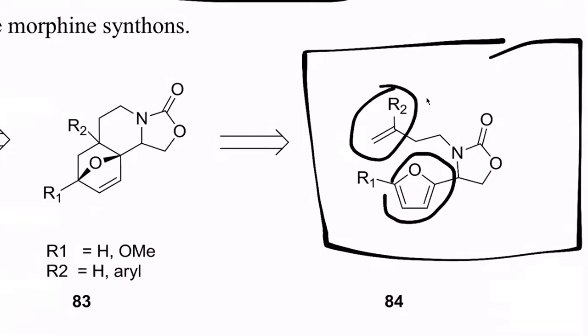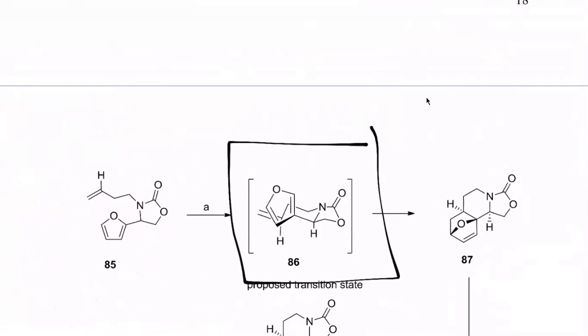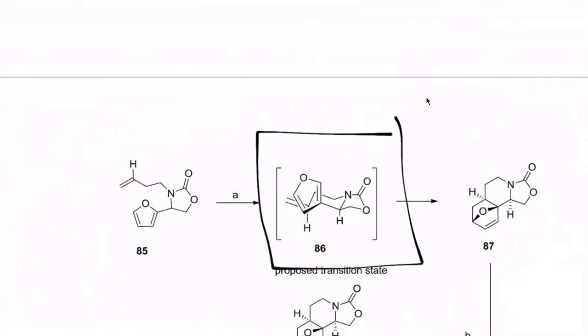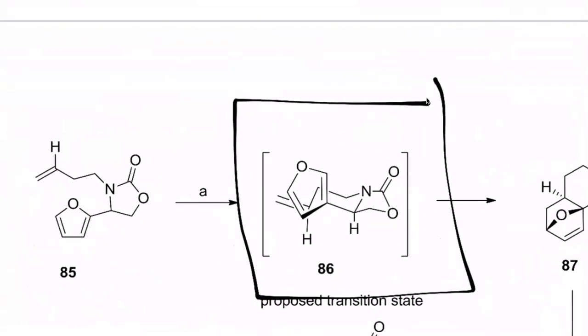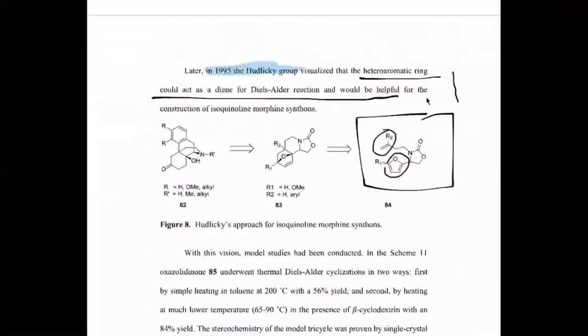So here's the precursor right here, 85, right? And this part, the oxazoline part over here, this is just synthesized. Let me see, they have a synthesis up here. Let me show you that. It ain't there.